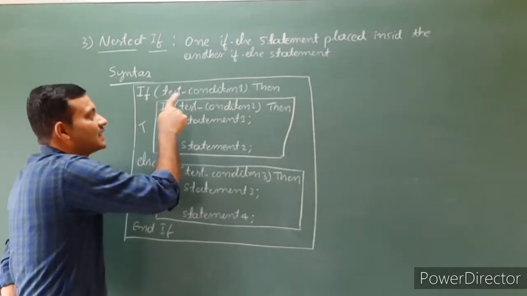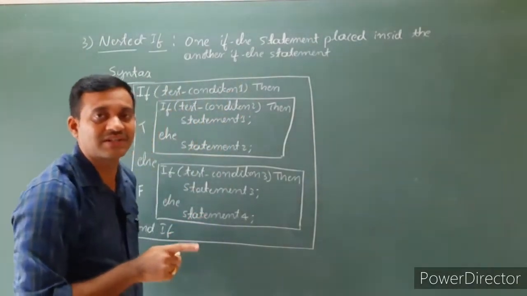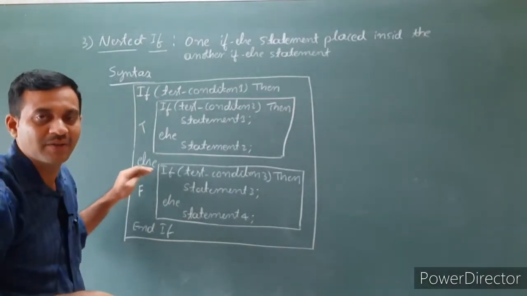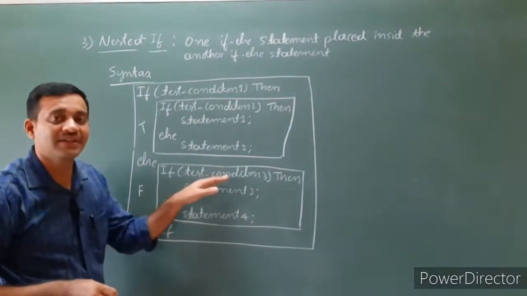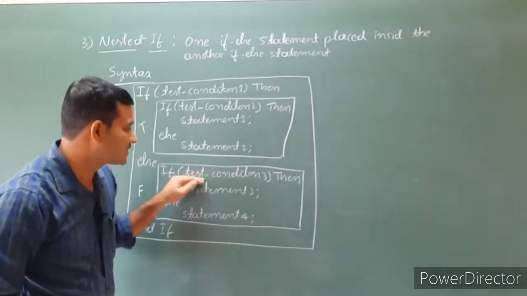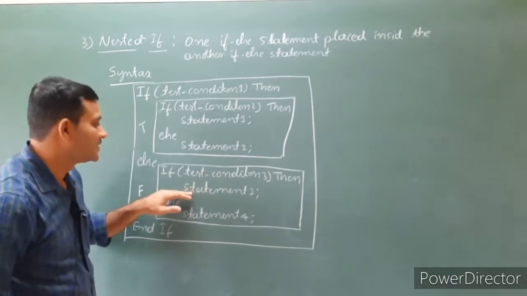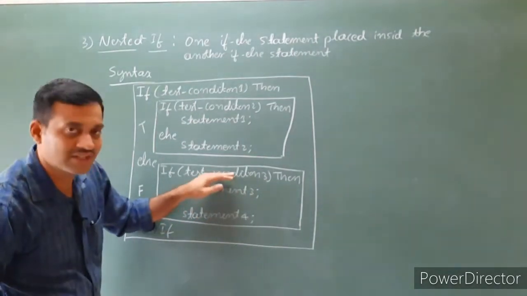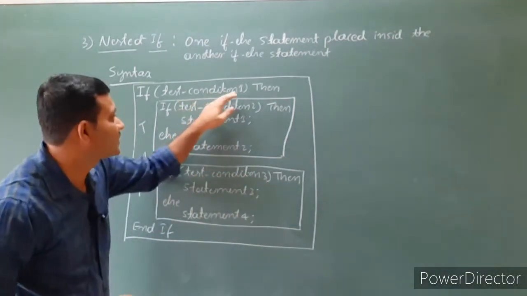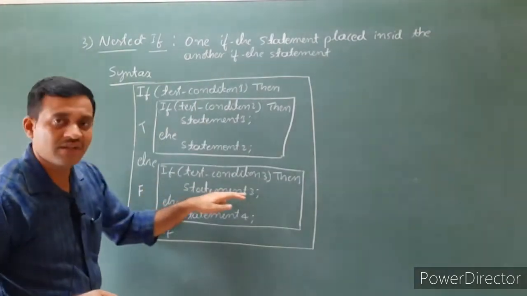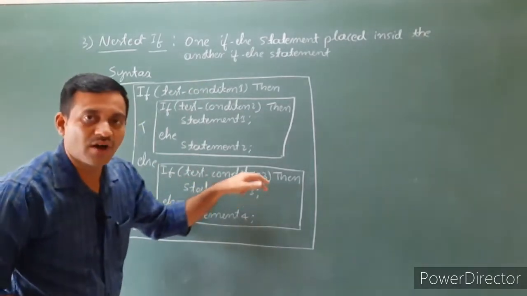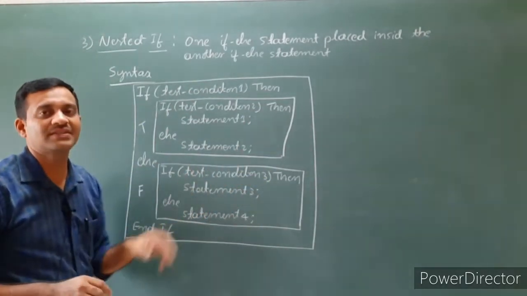Similarly, if initially test condition 1 is false, it directly executes the alternative part, that is the else part. But in the else part, again we have test condition 3. Again it is verified. If test condition 3 is true, then statement 3 is executed. That is the general principle. If test condition 1 is false and test condition 3 is true, then statement 3 is executed. If test condition 1 is false and test condition 3 is also false, then statement 4 is executed.